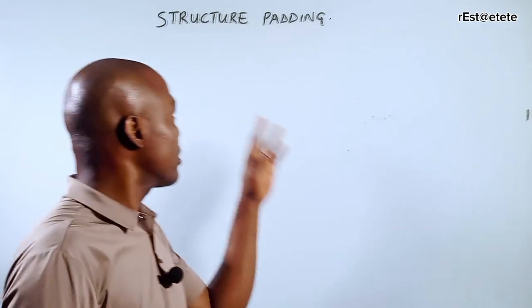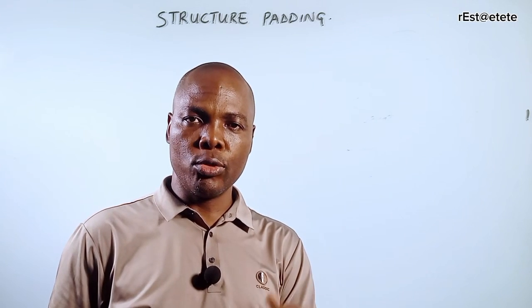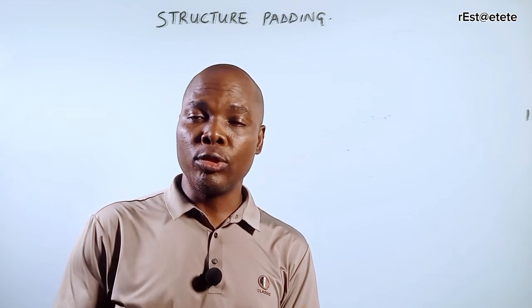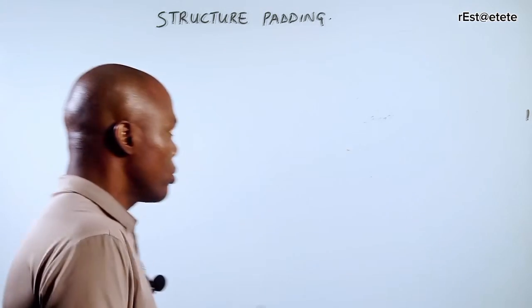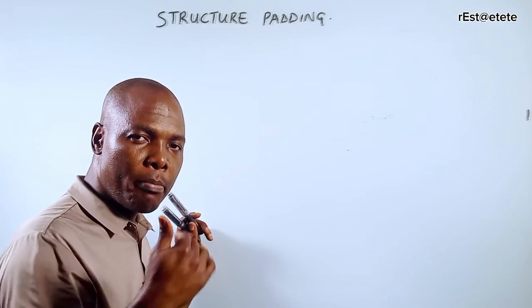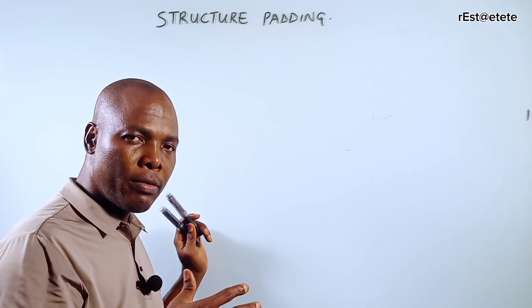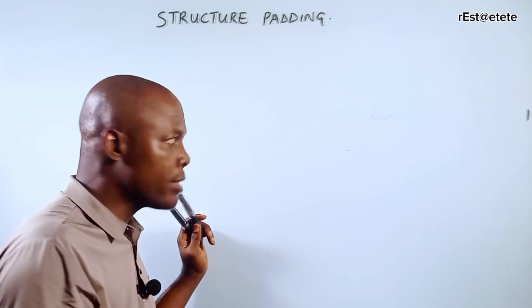Today we are going to look at structure padding. In the last class, I gave you an introduction to structure, and I showed you the size of a particular structure. So today we are going to look at structure padding. So what does this mean? Just like saying padding in our budget. So padding is simply the addition of extra bytes, right?